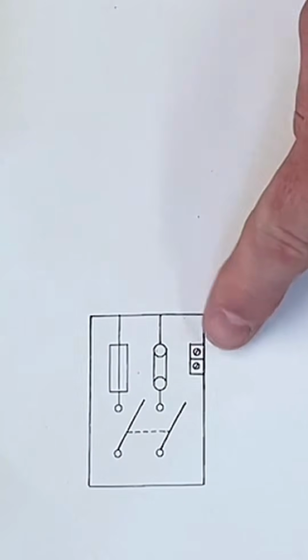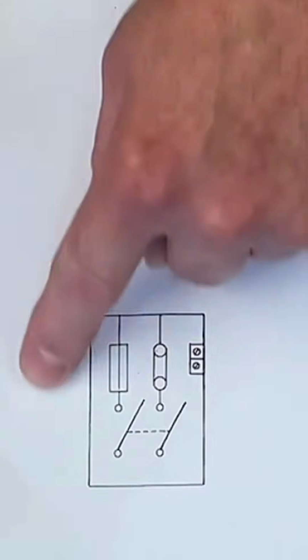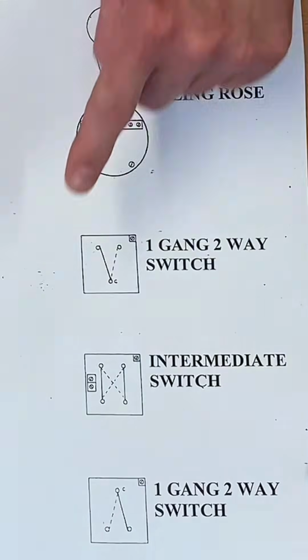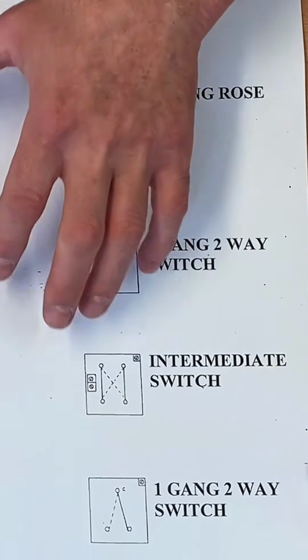Fuse, neutral link, earth terminal for CPC. Probably won't help you with the connections in the consumer unit, but again, they're there. These connections and these ones in the switches will be helping you wire up in the electrical workshop.